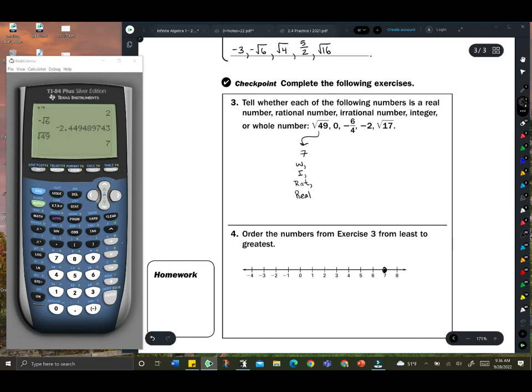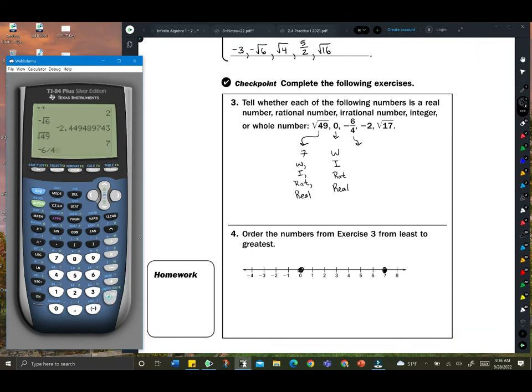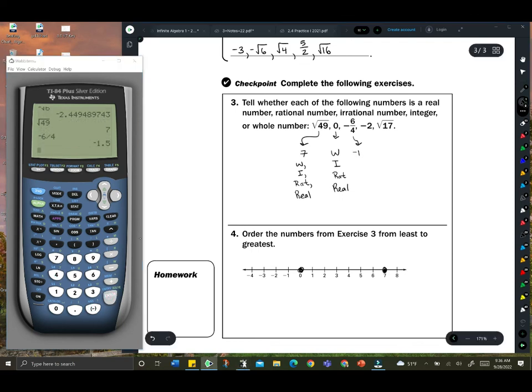And 7 is about here on the number line. 0, it is a whole number. It's an integer, it's rational, and it's real. And 0 on our number line. -6/4. It is -1.5. Not a whole number, not an integer, so it is rational and real. And on the number line, -1.5 is about here. That's -6/4.